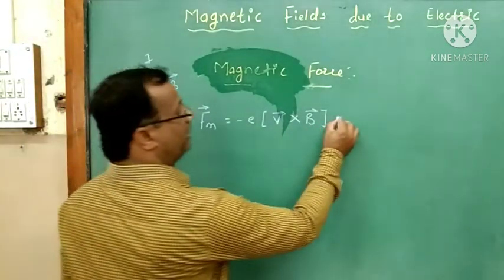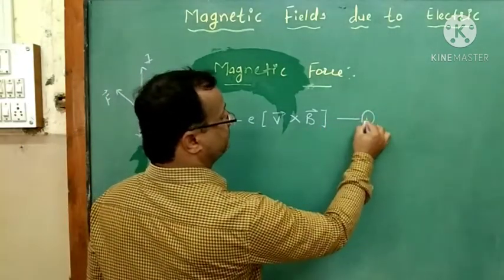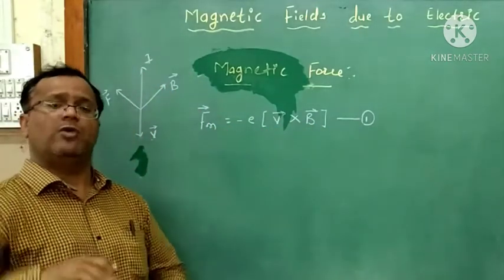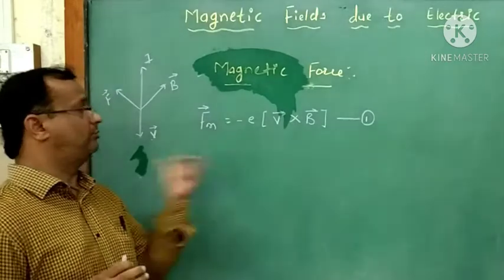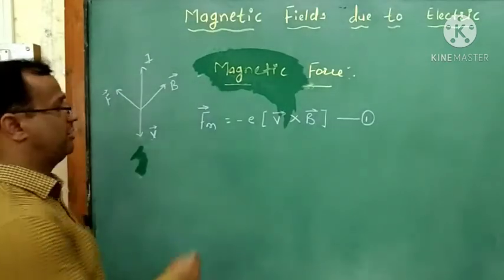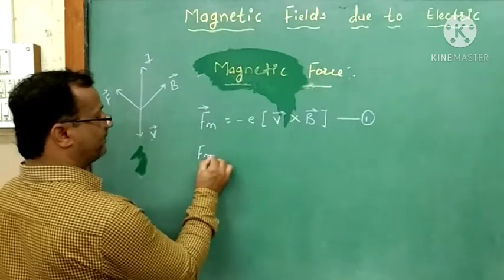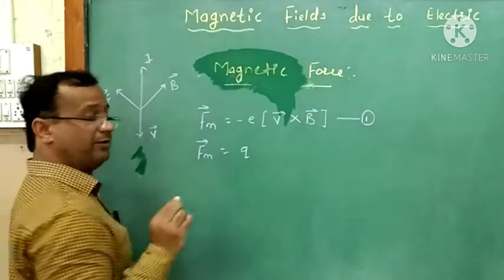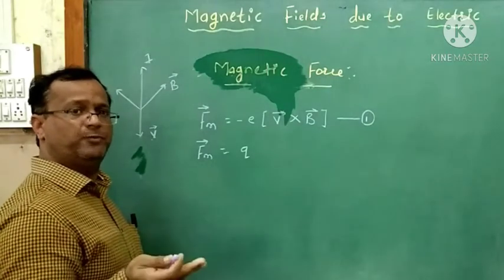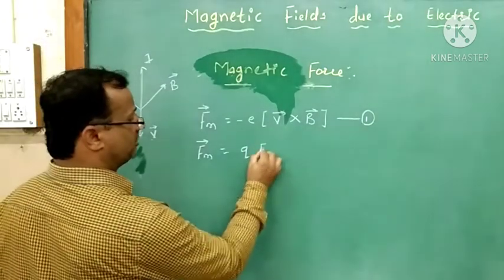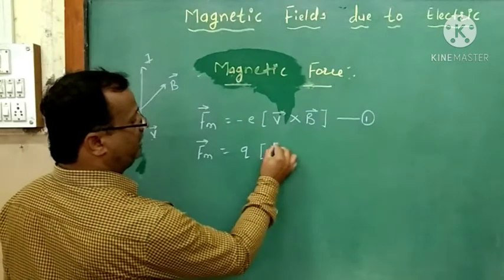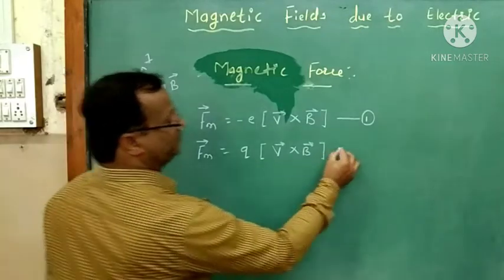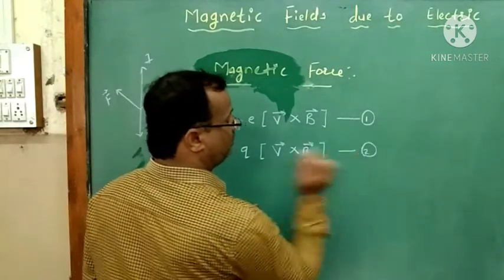Suppose this is equation number 1. This is the equation for only the electron. But now we want to write the general equation of the force on a charge. Then Fm is equal to, instead of minus e, simply the charge Q, whether it is a positive charge or negative charge, times V cross B. Suppose this is equation number 2.